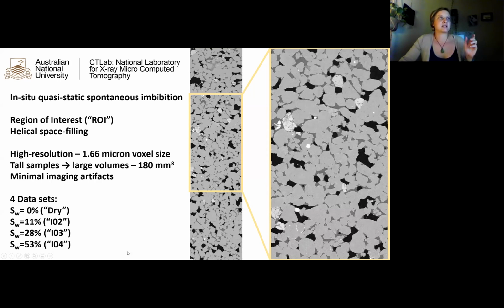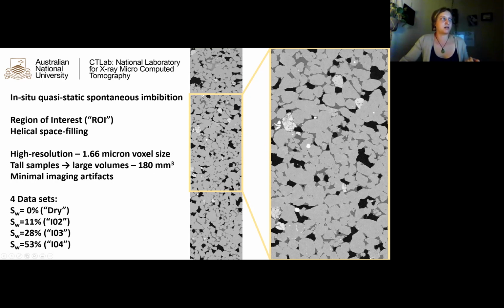In this set of experiments, we looked at a Bentheimer sandstone imaged with X-ray microCT at the ANU CT lab. The imaging setup that we used was novel for the ANU CT lab in that we used a region of interest imaging in combination with a helical space filling acquisition trajectory. So this allows us to get a pretty good resolution, close to 1.7 micron voxel size, but we're still able to image a tall, large volume. In this case, the total volume that we imaged was almost 200 cubic millimeters.